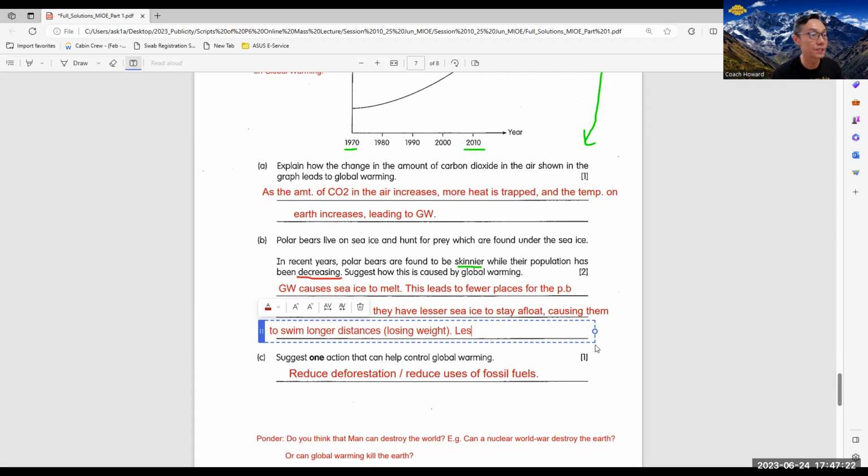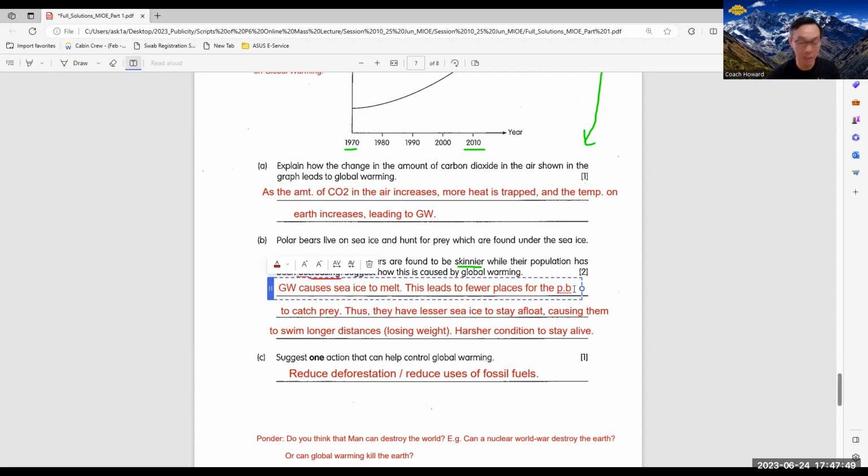Okay, we put harsher condition. How's the harsher condition? Harsher condition to stay alive. That's why causing the population to drop, because they need to struggle more, no? Because there are fewer places to cling on the sea ice, right? So they say this leads to fewer places for the polar bear. PB is polar bear, as spelled. To catch prey. Thus, they have less sea ice to stay afloat, causing them to swim longer distances, losing weight, harsher conditions to stay alive.